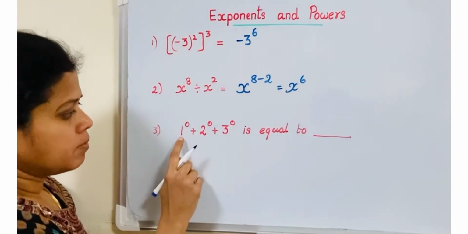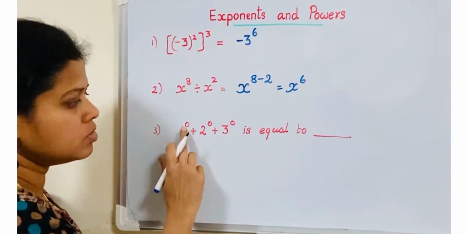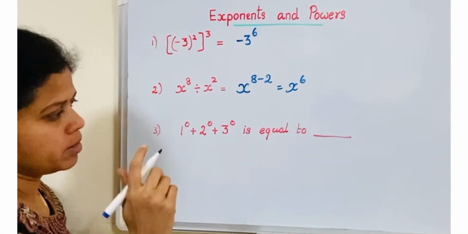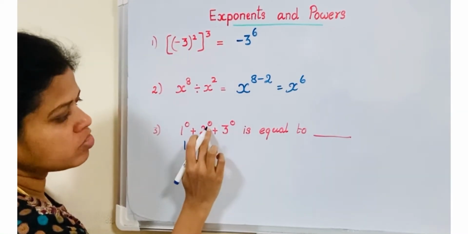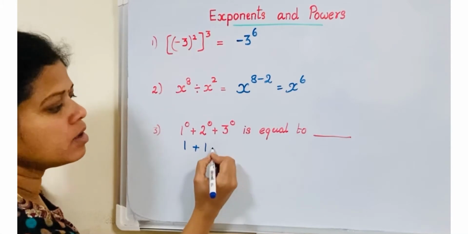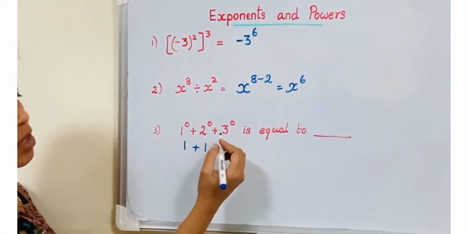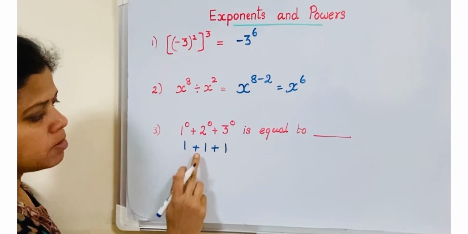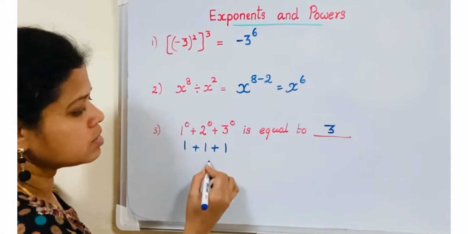Next, the third one. This is a number raised to the power 0. If a number is raised to the power 0, then it is equal to 1. So this 1 power 0 is 1. Then 2 power 0 is 1. Any number raised to the power 0 is equal to 1. So it is 1. So 1 plus 1 plus 1, which is equal to 3. So the answer is 3.